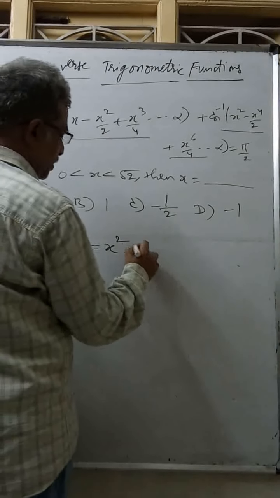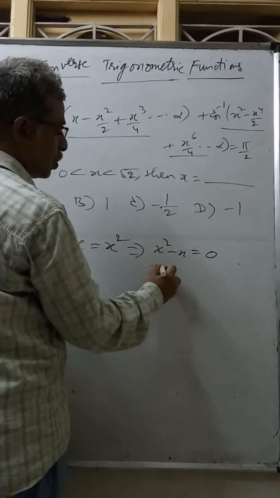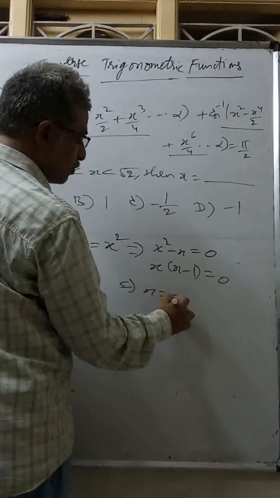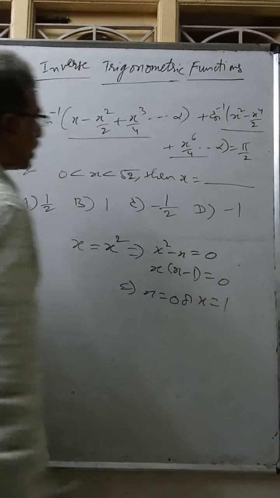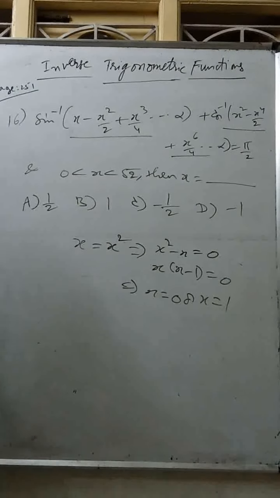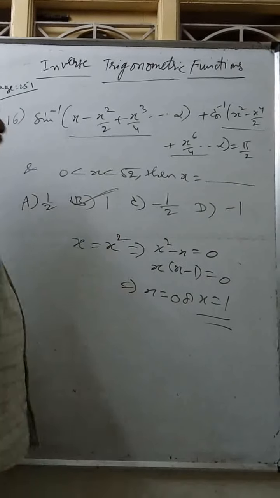So when is it possible? If you bring all this to one side, becomes x square minus x equal to 0. X into x minus 1 equal to 0. Implies x equal to 0 or x equal to 1. But he is saying that x is not equal to 0. X is lying between 0 to root 2. So x must be 1. So our option is B.